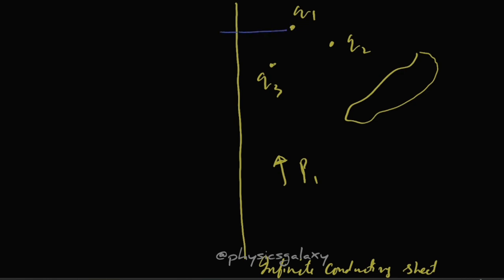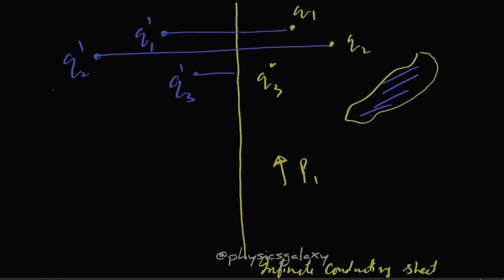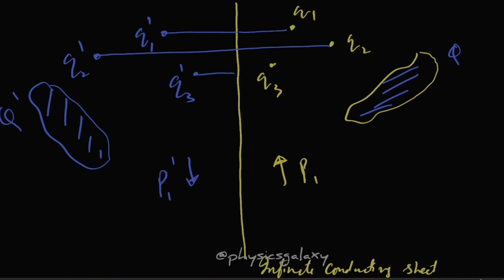Suppose this is q1 here, then q1 dash. Similarly here you have q2 dash, and similarly here you will have q3 dash. If this is q, you have q dash, and similarly you will have a dipole like this, p1 dash. So you just have to do some kind of mirroring, as if there is some mirror.